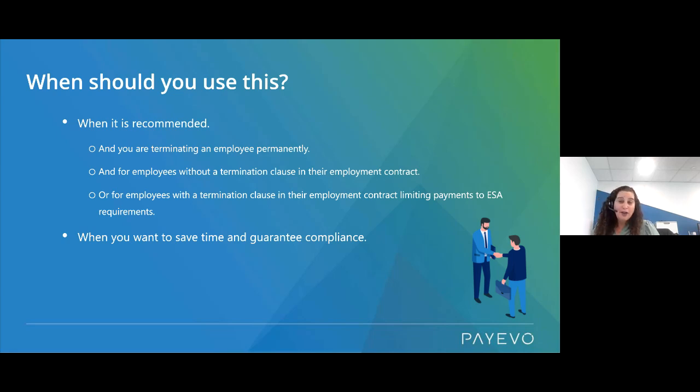When it's recommended and you have employees without a termination clause in their employment contract. If you don't have employment contracts with your employees, maybe you should consider looking into some either standard templates or some other options that are out there. You should have a termination clause within every employee's employment contract. Additionally, if you have employees with a termination clause in their employment contract, but it limits the payments to the ESA standards, then by all means, run the offboarding assistant. You'll know exactly what those are, and you'll pay the employee the right amount in about 2 minutes.